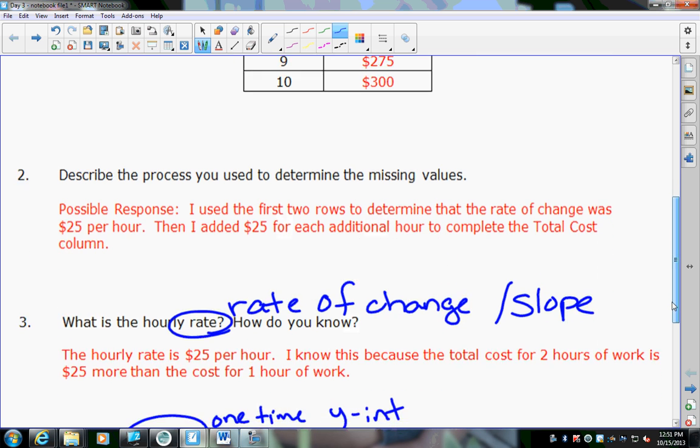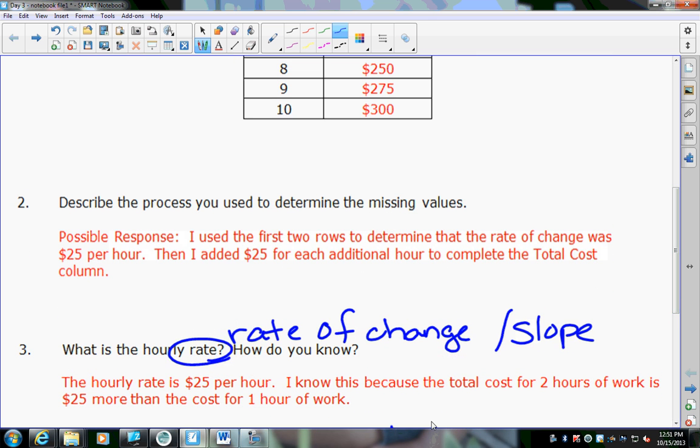The next question on that paper asks, what is the hourly rate? I want you to circle where it says hourly rate. You need to know that whenever you're talking about rate, that's the rate of change, and we should know that the rate of change is the slope. I know my rate of change, delta y over delta x: Y is up 25, and I'm going over 1. That's where my 25 comes from.